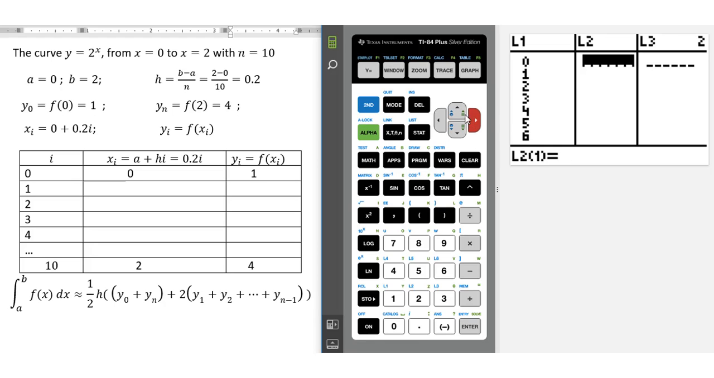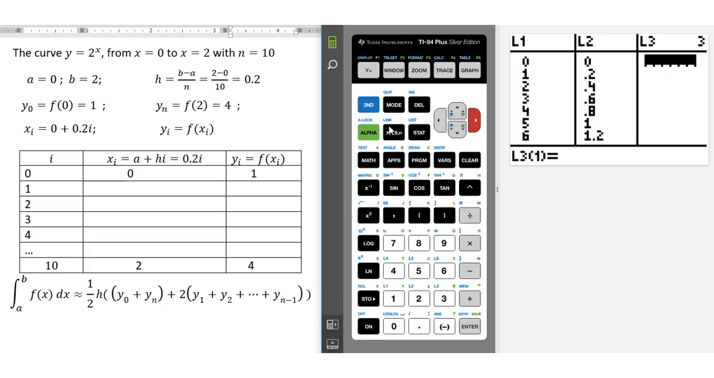Then you need to go to this L2. L2, basically that means xi. Xi is 0.2 i. So 0.2, remember you need to put the L1 because L1 is i in this graphing calculator. So we put the enter. Then for the L3 will be yi. You need to put into this function.